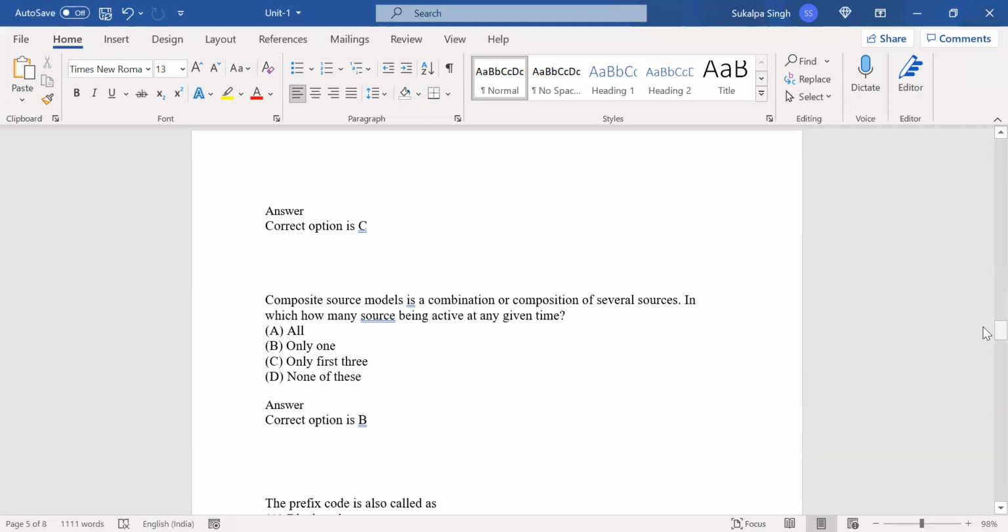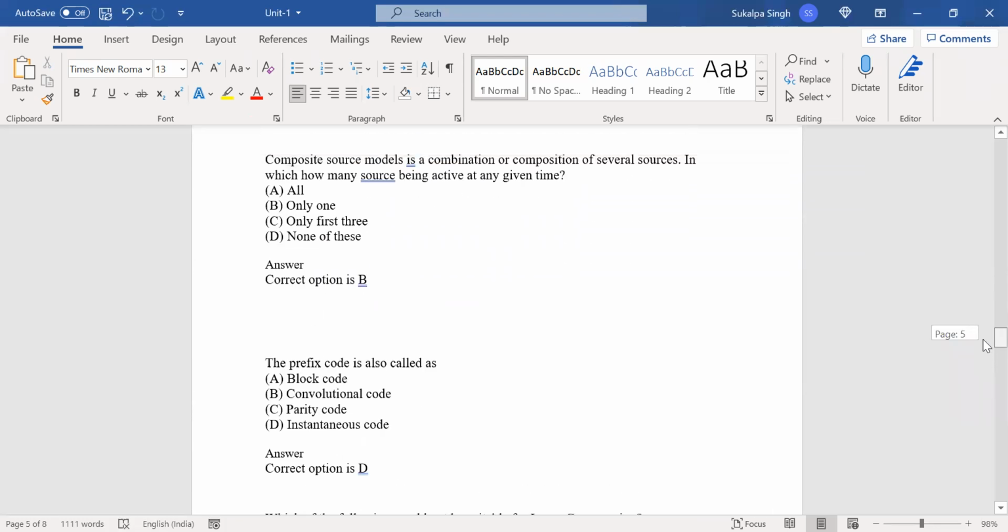Next is: composite source model is a combination or composition of several sources, in which how many sources are active at any given time? The answer is very simple: only one. Only one source is active at a time. Whenever you study the composite source model, this is one of its properties. Next is: the prefix code is also called the instantaneous code. Yes, this is another name for the prefix code.